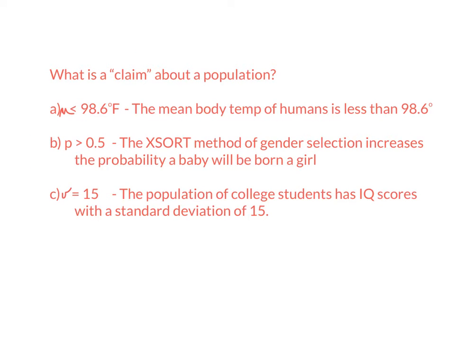Okay, what is a claim? Just a few examples here. A claim might be the mean temperature is less than 98.6. We did that a minute ago. Notice all these claims have to do with the population. The proportion is greater than 0.5 that the XSort method works. Standard deviation is 15 for IQ scores for college students. So those are just examples of what claims look like. When we use the word claim, that's what you're looking for.